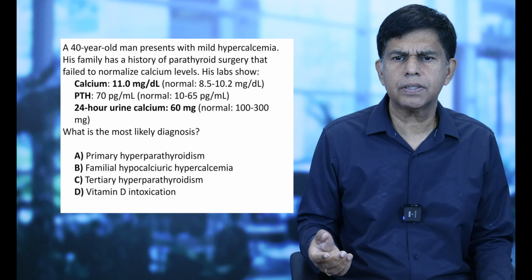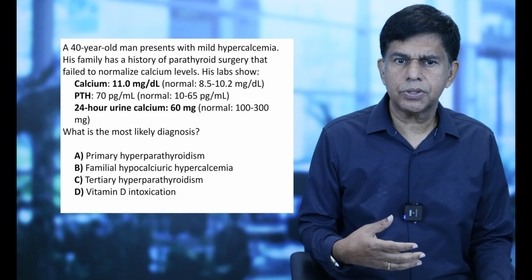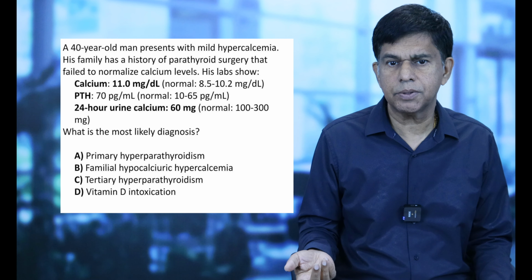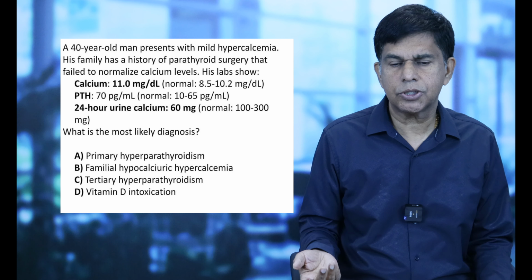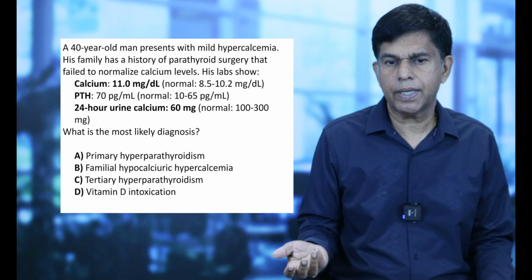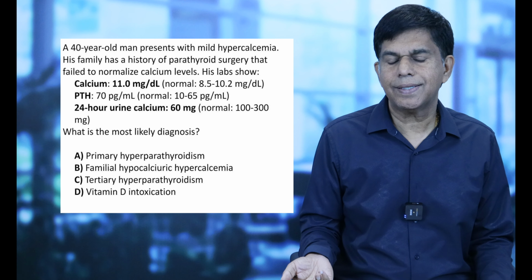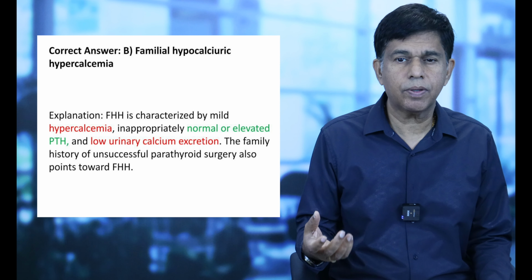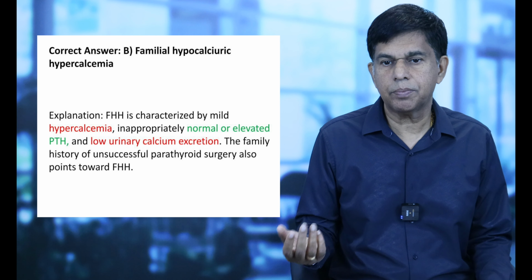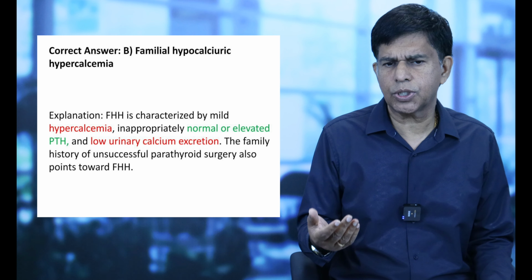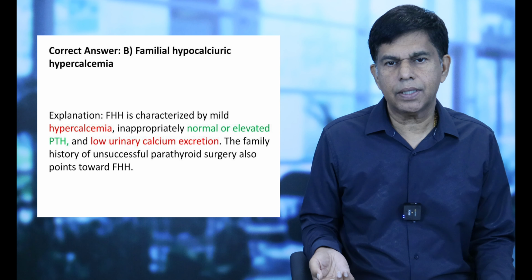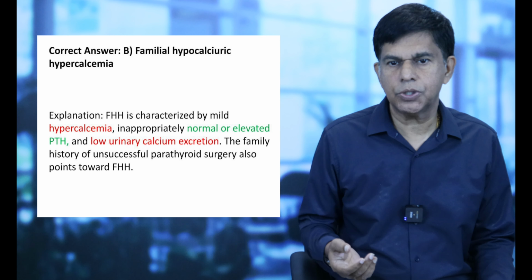Then you have a 40-year-old person with hypercalcemia who had parathyroid surgery that failed to normalize the calcium. Calcium is high, 24-hour urine calcium is low, PTH is also high. What's the diagnosis? You have four choices here: primary hyperparathyroidism, familial hypocalciuric hypercalcemia, tertiary hyperparathyroidism, vitamin D intoxication. Your answer is familial hypocalciuric hypercalcemia, characterized by mild hypercalcemia, inappropriate or normal PTH, or in this case slightly elevated, and low urine calcium excretion. If they give you low urine calcium excretion, pick familial hypocalciuric hypercalcemia.